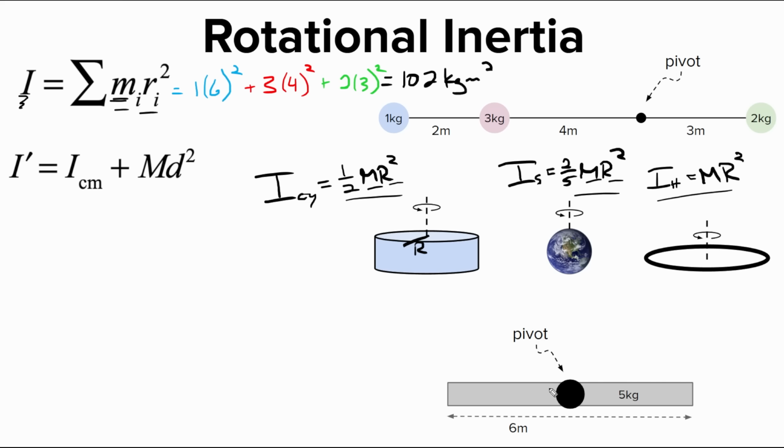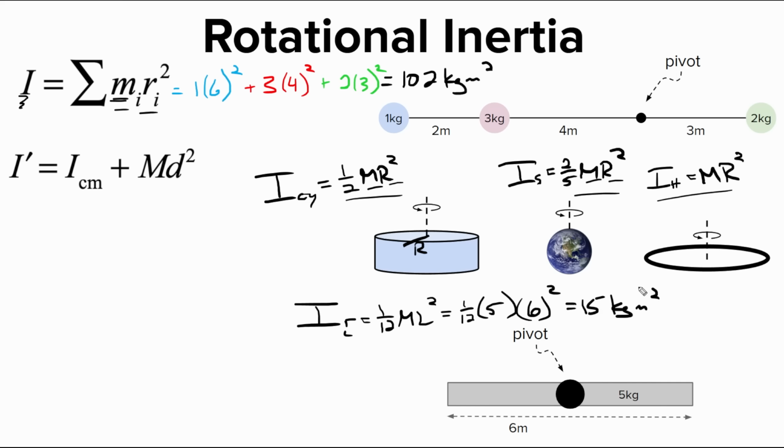What if you had a rod rotating about its center? It turns out the formula for rotational inertia of a rod about its center is 1/12 ml squared. L is the total length of the system, not the radius. So in other words, you do 1/12, the mass is 5, the total length is 6. So if you do 1/12 times 5 times 6 squared, you get 15 kilogram meters squared. Okay, fine. That's the rotational inertia of a rod about its center.